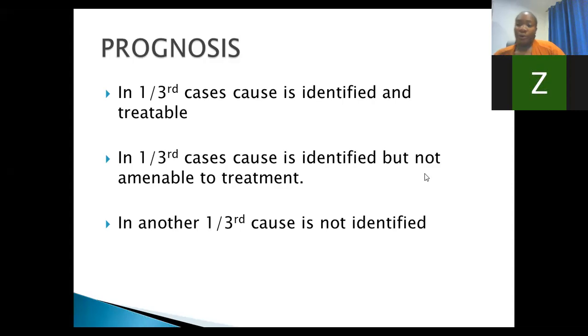So in terms of the prognosis of peripheral neuropathy, a third of cases have an identifiable cause and are treatable. And then the second third of cases is identified, however, not amenable to treatment. And then you have the last third of cases where you don't identify what the cause is.